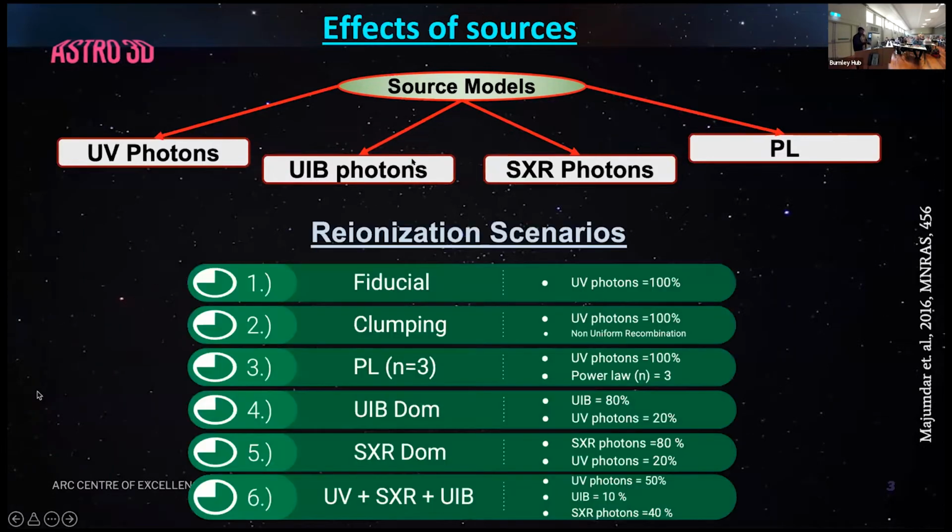Now, to add a little bit of complication, we have used these 4 source models in different ratios of proportions to define our 6 reionization scenarios here. The first two are emitting ultraviolet photons, where the clumping model is using non-uniform recombination. The PLN equal to 3 has already been discussed. The next two show the dominance of hard X-ray photons and soft X-ray photons with 80%. And the last one is a mixture of hard X-ray, soft X-ray, and UV photons.